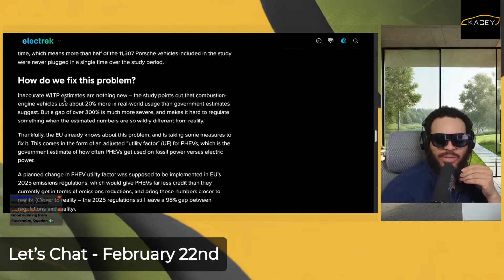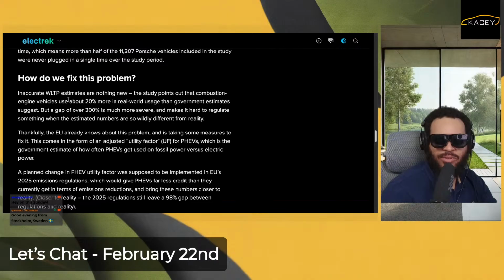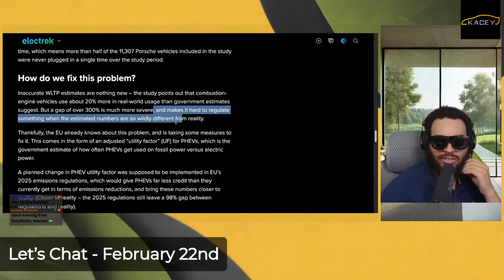So inaccurate WLTP estimates are nothing new. A study points out that combustion engine vehicles use about 20% more in real world usage than the government estimates, but not 300. A gap of over 300 is more severe. It makes it hard to regulate something when the estimated numbers are so wildly different from reality. I hope that they look at this study because goodness gracious.